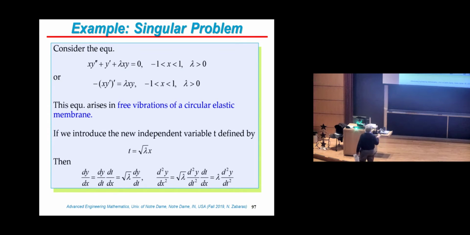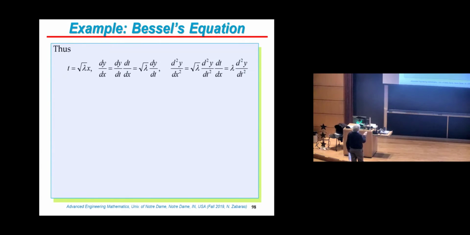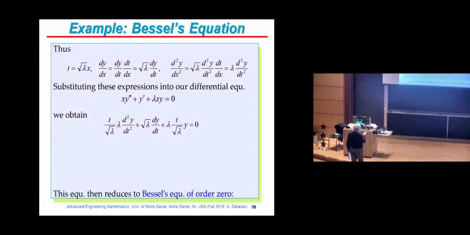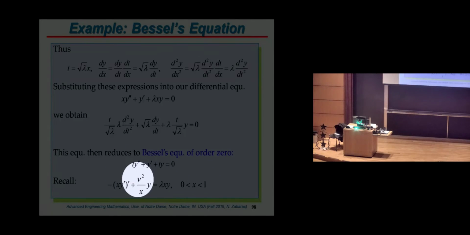So if you do that, dy over dx is dy over dt, dt over dx, which is square root of lambda. The second derivative, square root of lambda times square root of lambda will give you lambda. If you plug this into the equation and you write things in terms of the variable t, this is what you get. And this is the Bessel equation of order 0, okay? And actually, you can see this is the general form of the Bessel equation. If nu equals 0, you can see these two terms combined with a different sign, right? They give you, if you put this on the other side, right?